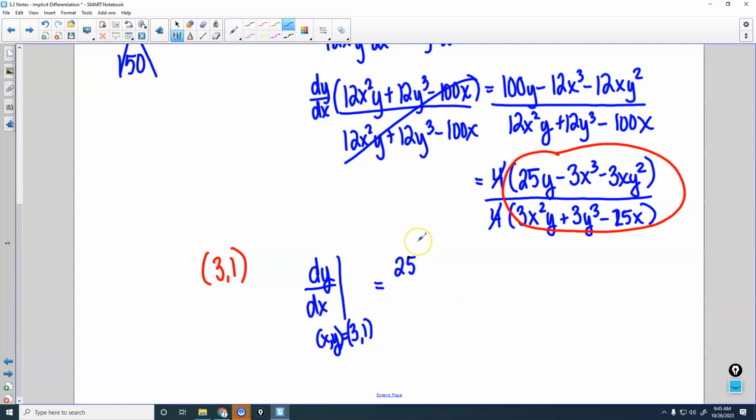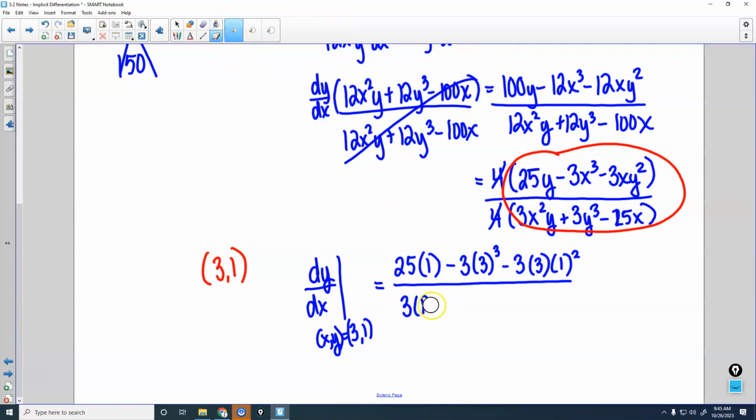Be really careful on getting your x's and y's correct. 25 times 1 minus 3 times 3 cubed minus 3 times, no, oops. 3 times 3 times 1 squared over 3 times 1, no, not 1. The x is 3, so 3 times 3 squared times 1 plus 3 times 1 cubed minus 25 times 3.